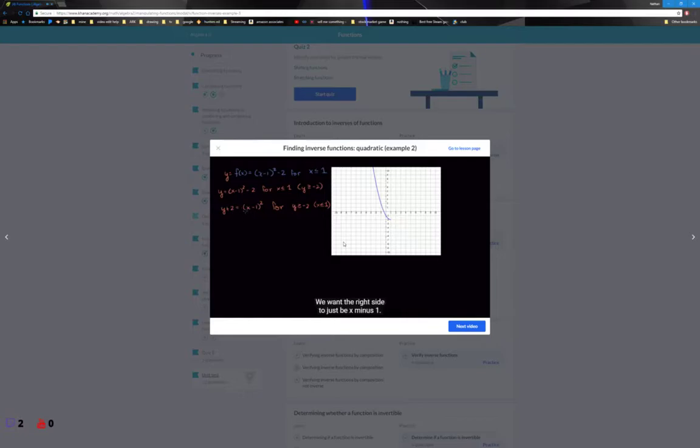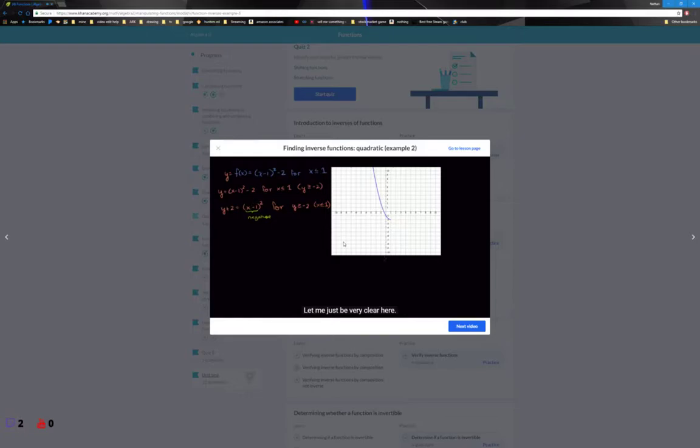We want the right side to just be x minus 1. That's our goal here in taking the square root of both sides. We want to just have an x minus 1 over there. Now, is x minus 1 a positive or a negative number? Well, we've constrained our x's to being less than 1. So we're dealing only with the situation where x is less than or equal to 1. So if x is less than or equal to 1, this is negative. This is negative. So we want to take the negative square root.